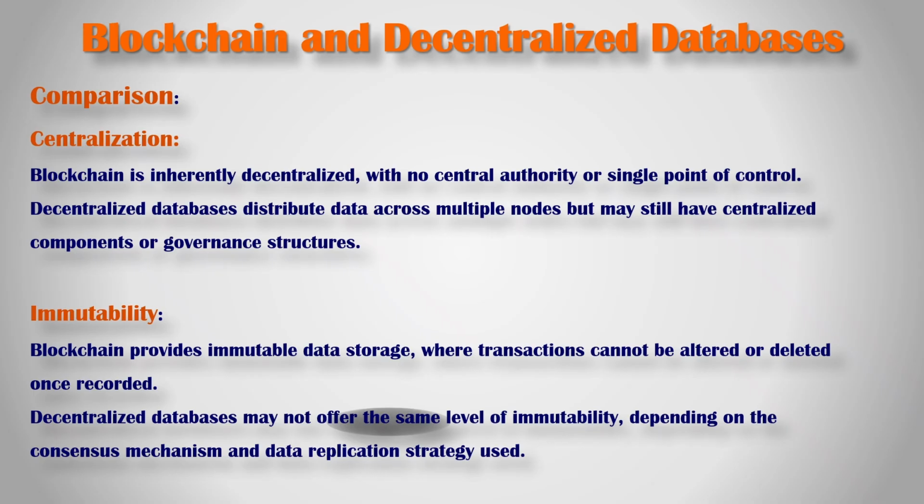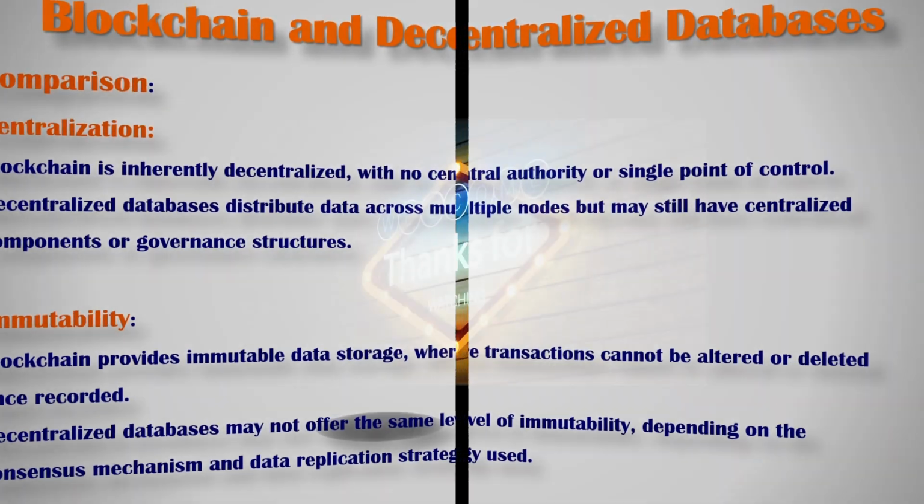Immutability. Blockchain provides immutable data storage, where transactions cannot be altered or deleted once recorded. Decentralized databases may not offer the same level of immutability, depending on the consensus mechanism and data replication strategy used.